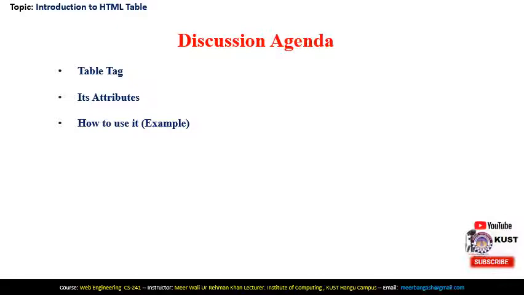In today's lecture we will discuss what the table tag is, what its attributes are, then we will give an example of a table and how it is created while doing the code. Basically it focuses on the table, its attributes, as well as how we can write the HTML code for a table.